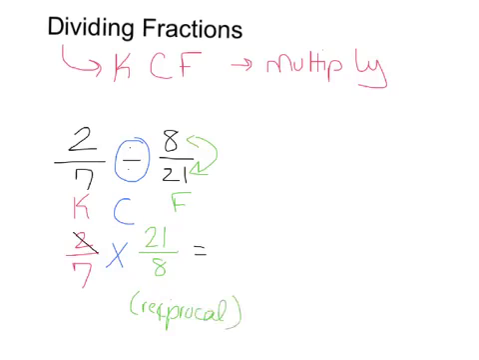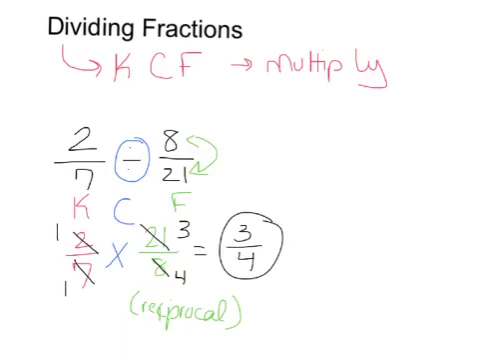So I'm going to simplify. 2 divided by 2 is 1. 8 divided by 2 is 4. 7 and 21: 21 divided by 7 is 3. 7 divided by 7 is 1. So my answer ends up being 3/4. Okay, and that's basically how you go about dividing fractions. So it's really multiplication with this golden rule of keep, change, flip.